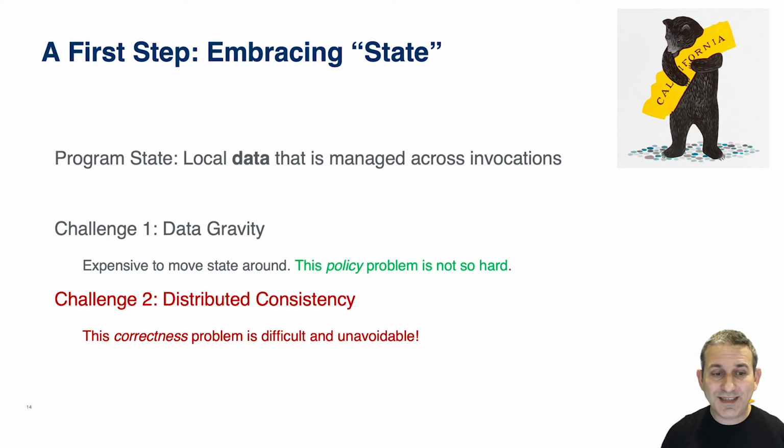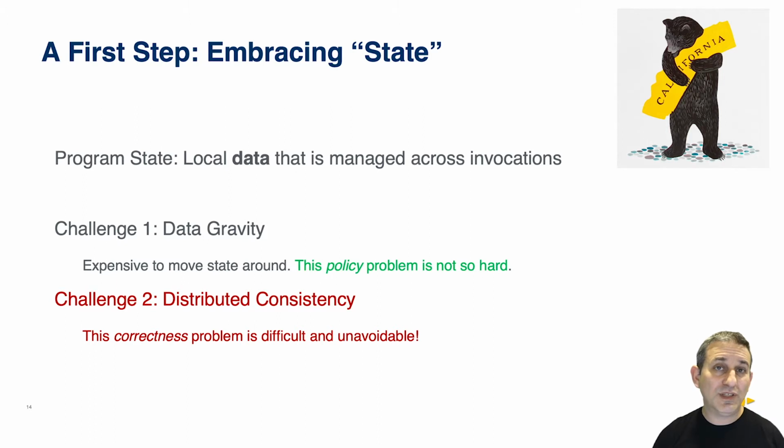So of course, program state is really data, right? It's the data that's managed across invocations of a program. And the challenges of managing data in these massively distributed auto-scaling systems are twofold. First, there's data gravity. It's expensive to move state around. You want to make sure your code and your data are co-located when they run. And this is kind of a scheduling problem or a policy problem. And I'll assert that it's not that hard. We have scheduling algorithms. We can figure this out. It's sort of one of those fine-tuning issues in computing. We can get this right.